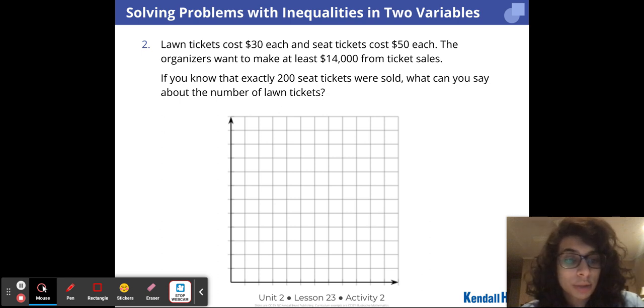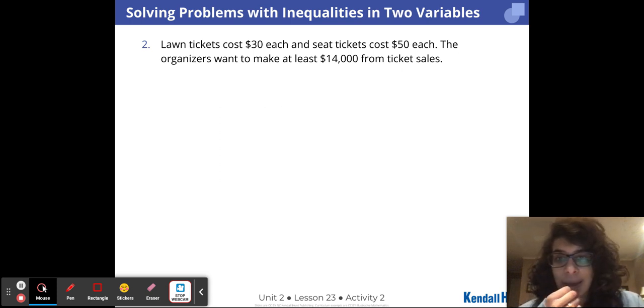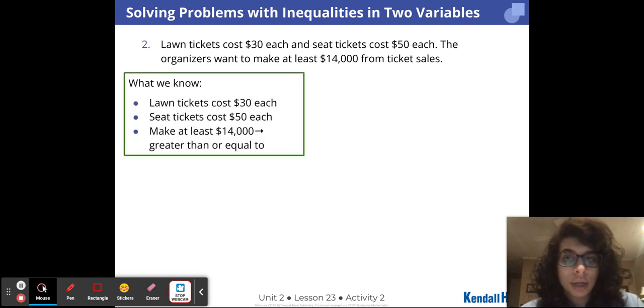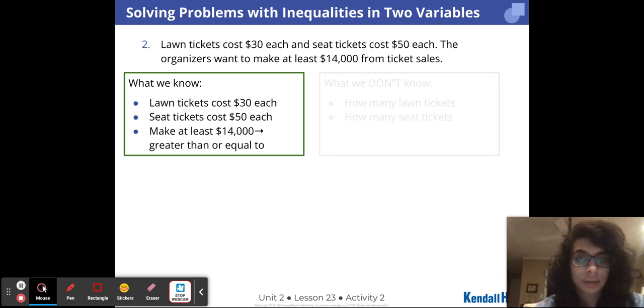In this situation, we have a little bit more information. If you know that exactly 200 seat tickets were sold, what can you say about the number of lawn tickets? So what do I know here? I know that lawn tickets cost $30 each. I know that seat tickets cost $50 each. And I want you to make at least $14,000. So at least $14,000 means greater than or equal to $14,000.